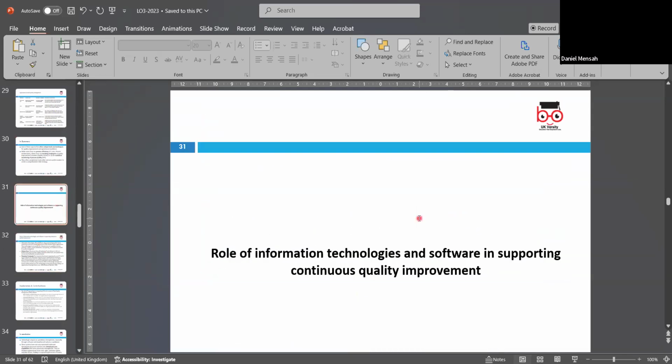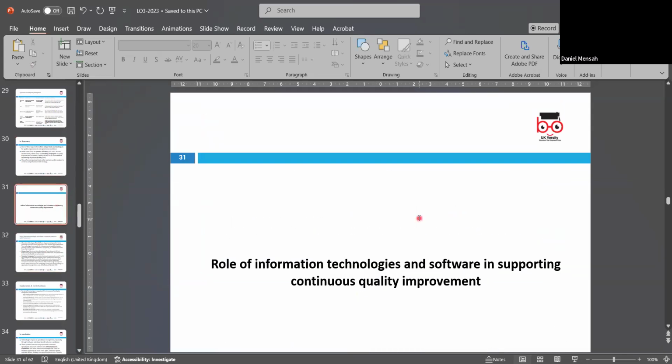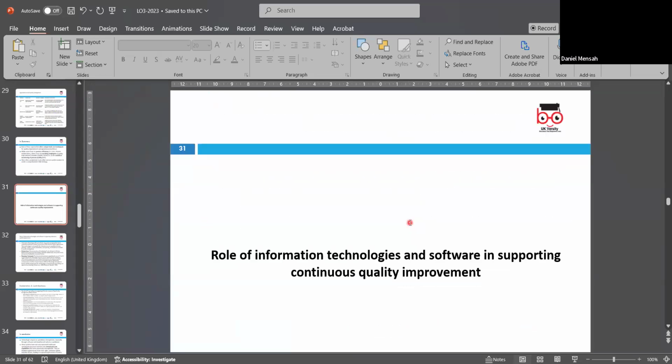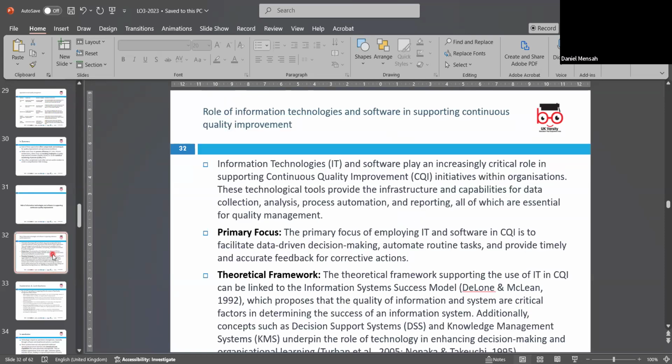So now we are going to explore the role of information technology. We discussed it from the technology perspective in yesterday's lesson, but we are going to include the information technology role also in quality management.